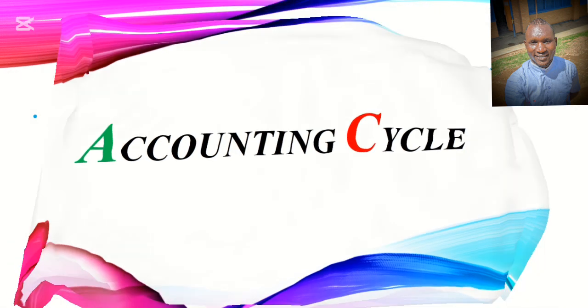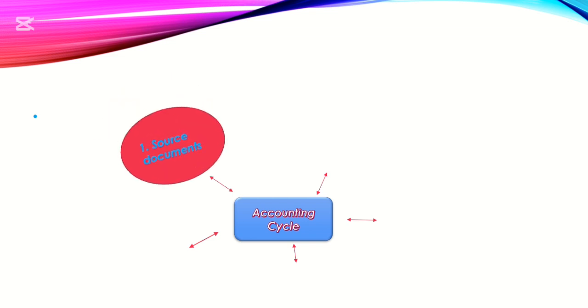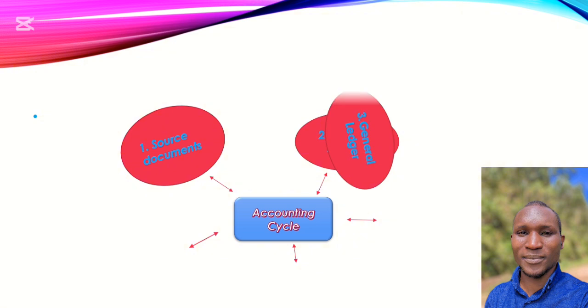Now, without taking much of our time, you know that this accounting cycle involves 5 simple steps. Step number 1 is source documents. We are going to understand more about source documents very soon. Number 2, when you get information from source documents, you need to proceed by recording the transaction in a general journal. Wait a moment, you are going to know more about the general journal. When you finish with the general journal, you need to proceed and post the journal entries through the general ledger.